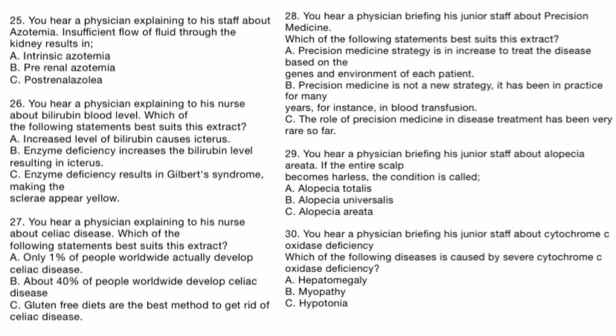Usually, intrinsic azotemia is caused due to sepsis, infection, or disease. Acute tubular necrosis is the most common type of intrinsic azotemia. Postrenal azotemia is caused by an obstruction in the urinary tract. Postrenal azotemia can also occur with prerenal azotemia.